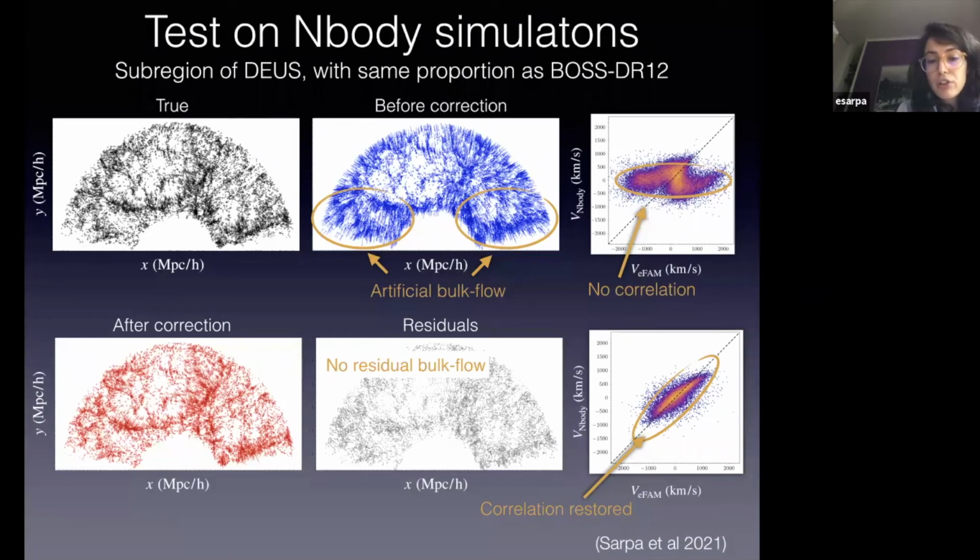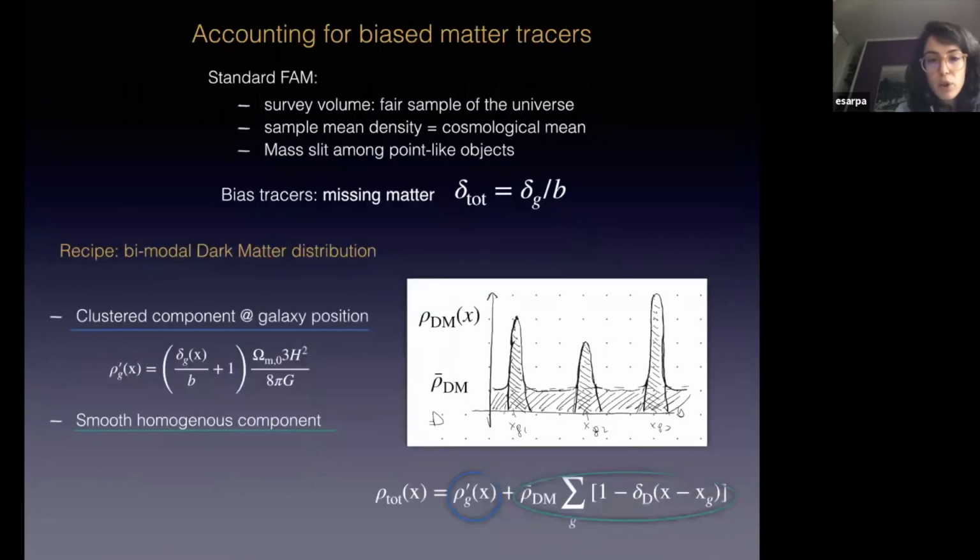While after correction, on the bottom right panel, we can see that the correlation is fully restored. So again, we can confirm that this is a good way of correcting for the effect of bulk flow. So the second effect, as I mentioned earlier, is the bias of the matter.